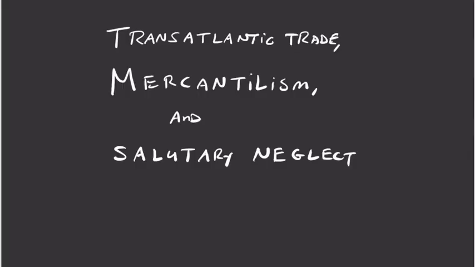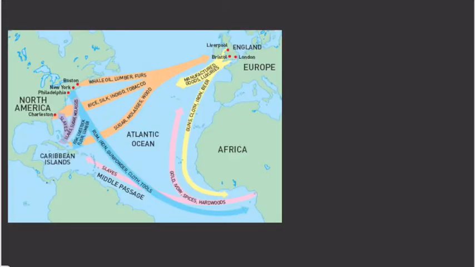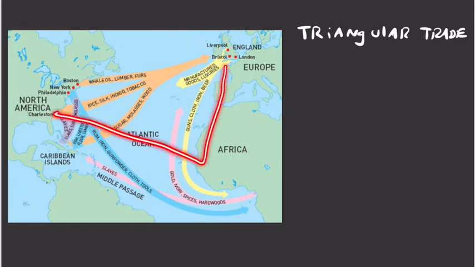Alright, in this video, we'll look at transatlantic trade, mercantilism, and salutary neglect. When we start looking at triangular trade, with this transatlantic trade, we know our triangle is connecting. It doesn't look much like a triangle on this map, but the triangle is connecting 3 continents: Europe, Africa, and the New World. So a very simplified version makes a triangle.